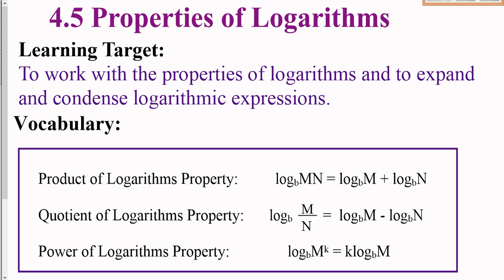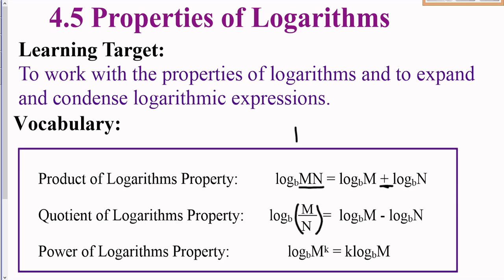So our three main rules we're going to use here is our product rule. If we have the product of two things of a logarithm, we can change this to addition. Then we also have our quotient. If we have things being divided here, we can change it to subtraction when we include two logs here.